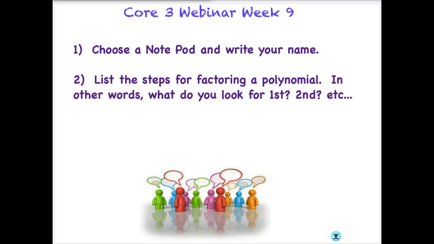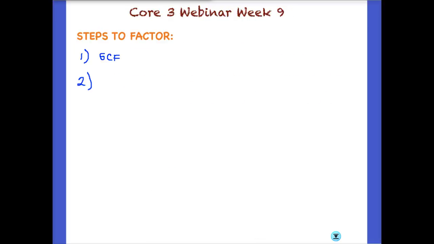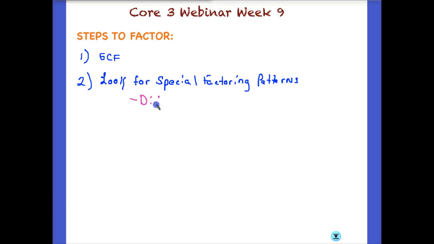Okay, so it looks like you guys are really solid on the first step, but it's a little bit convoluted on the second step. You're not exactly sure, but Emma, you're on the right track when you say difference of squares. So what we want to look for is special factoring patterns. That would really be step 2. Okay, and then write this out. So what am I talking about? Emma named one of them, and that was difference of squares.